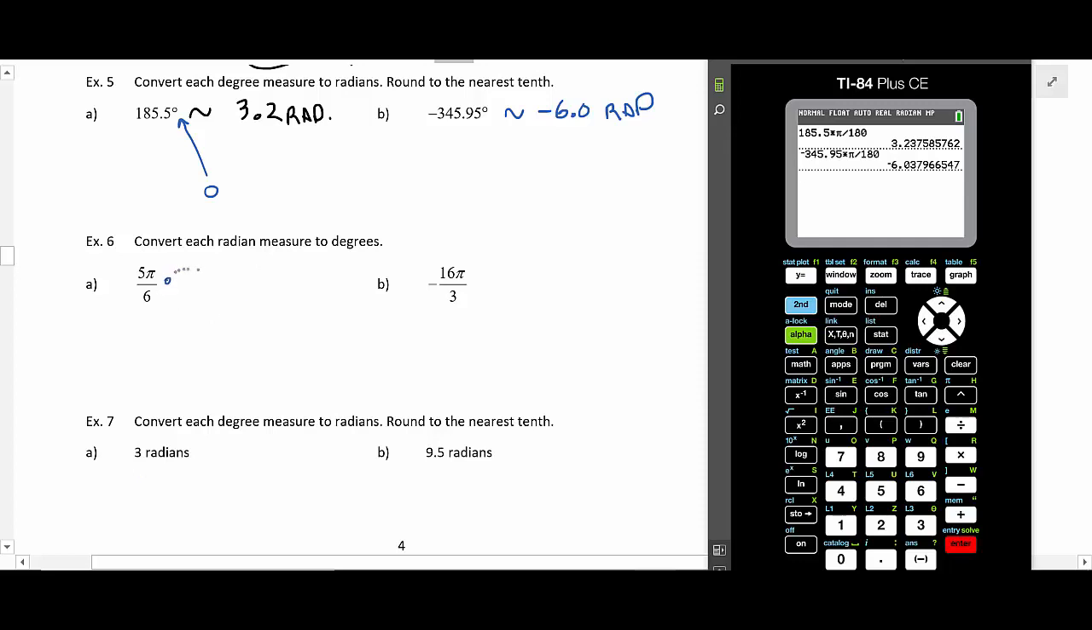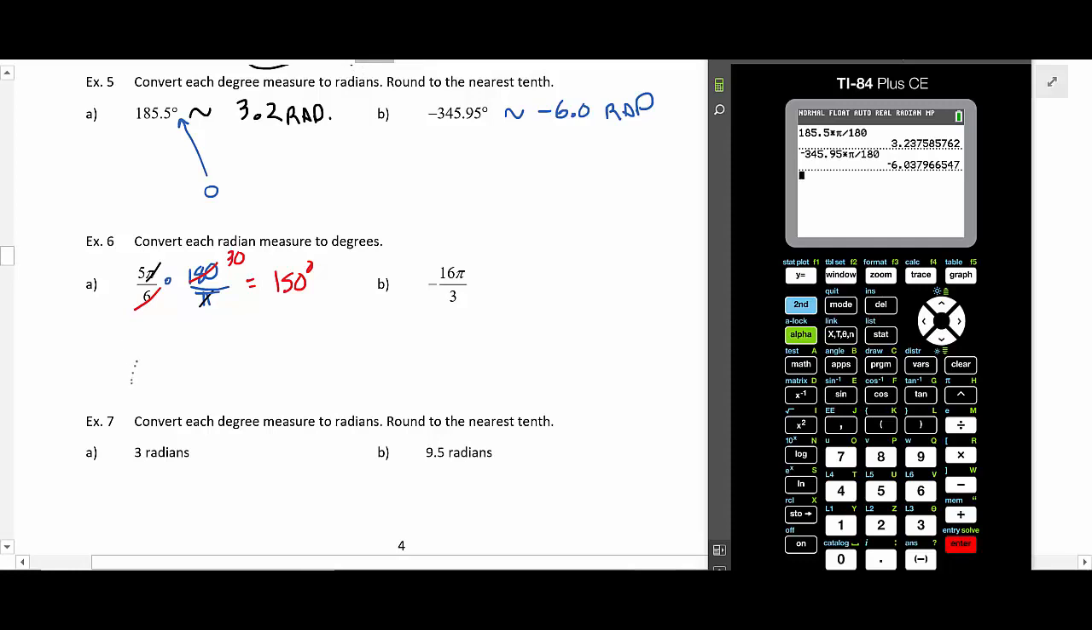One way to do this problem is to do the reverse of what I just did. The opposite of multiplying by pi over 180 is multiplying by 180 over pi. So we're going backwards. If you do it this way, the pi's cross out, and you can even reduce the fractions before you multiply if you want to. So 180 divided by 6 is 30. If you do it that way, you can do it in your head. So 5 times 30 is 150 degrees. So that's the first way you could do that.